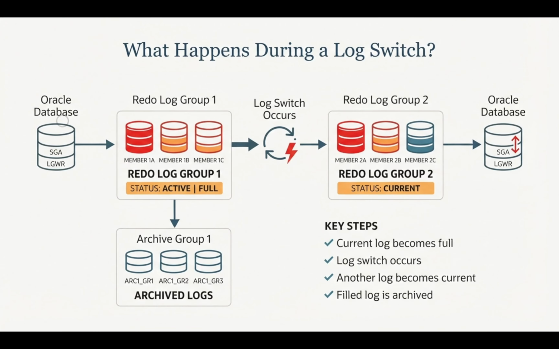Let's make this even easier to visualize. Imagine Oracle is currently writing to redo log group 1. Eventually, the redo log becomes full. Oracle performs a log switch. Now, another redo log group becomes the current log, and Oracle starts using it. In archive log mode, that previously filled redo log can be archived before it is eventually reused. So we can now have a copy of that redo information preserved as an archive redo log. And that's important because it gives Oracle access to redo beyond the current active online redo logs. This is one of the key reasons archive log mode provides greater recovery flexibility.